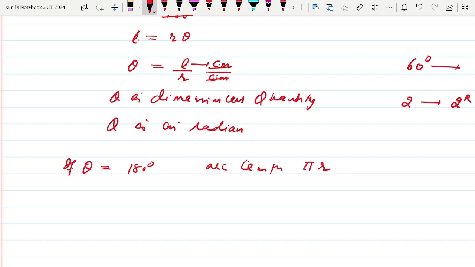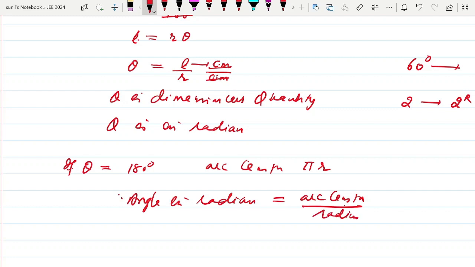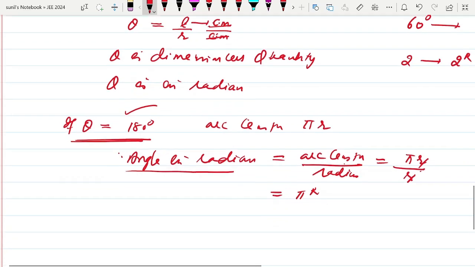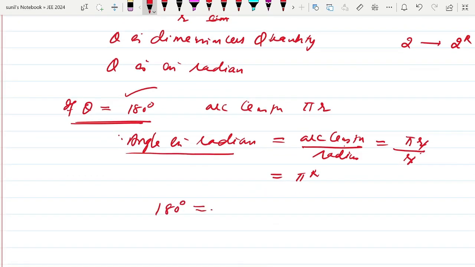So how have we defined angle in radian? Angle in radian is nothing but arc length by the corresponding radius. This equals pi r by r, so this is pi radian. Whether we measure our height in centimeter or in feet, the height remains the same. Likewise, the angle in radian corresponding to 180 degree is pi radian. So we can say that 180 degree is equal to pi radian.